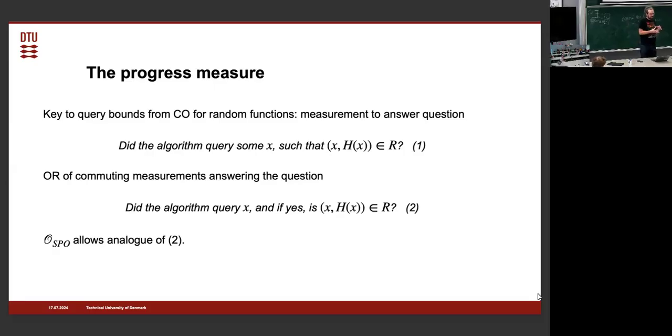However, these measurements now, naturally, because the outputs are not independent, don't commute anymore. So we cannot, as far as I know, just take the OR of exponentially many of these. There are some techniques for taking the OR of two non-commuting measurements if they almost commute, but they don't work here.